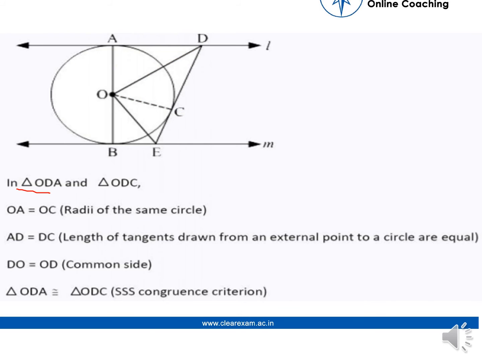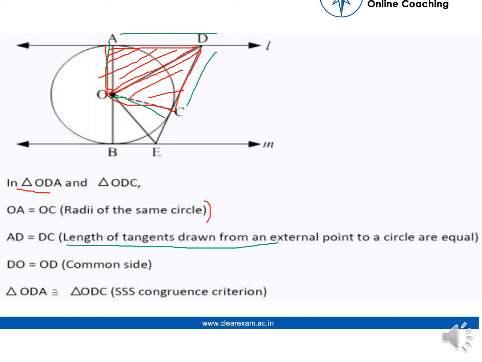Here we consider triangle ODA and triangle ODC. We can say that OA and OC are equal because they are radii of the circle. And AD and DC are also equal due to the property of lengths of tangents drawn from an external point to a circle.